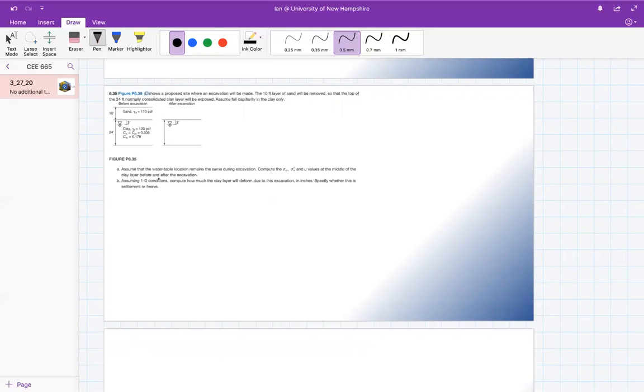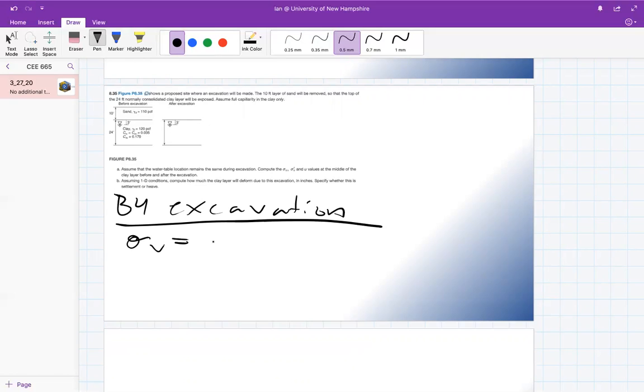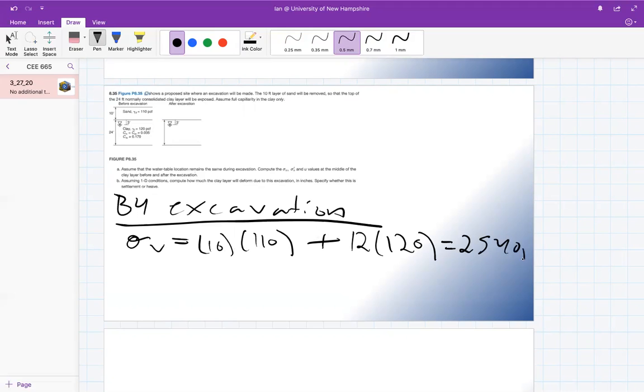So we are going to address this as before excavation. First things first, we're going to find our total vertical stress, which for the sand layer is 10 times 110, plus half, because we want to know in the center, half of the clay layer. So 12 times 120. So therefore, we are going to get 2540 PSF.